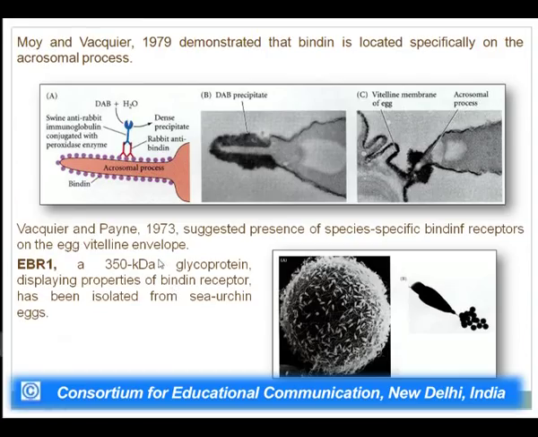EBR1 is one such receptor. It is a 350 kilodalton glycoprotein, and it displays the properties of a binding receptor, and it has been isolated. So, you can see when the egg is overcrowded with sperm, still there are certain spaces which are left. And these binding receptors form clusters. These are the clustered beads where the sperm can actually bind.